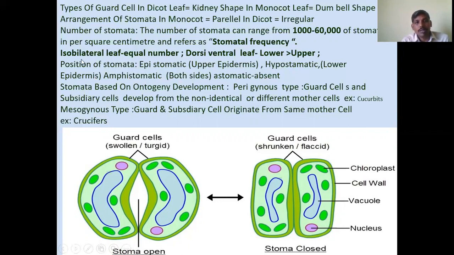Normally in monocots, the leaves are isobilateral type, so an equal number of stomata are present in both epidermis. But in dicots, the leaf is dorsiventral type. In the dorsiventral leaves, the stomata number is more in the lower epidermis than the upper epidermis. The upper epidermis directly faces the sunlight, that's why the stomata number is less compared to the lower epidermis.